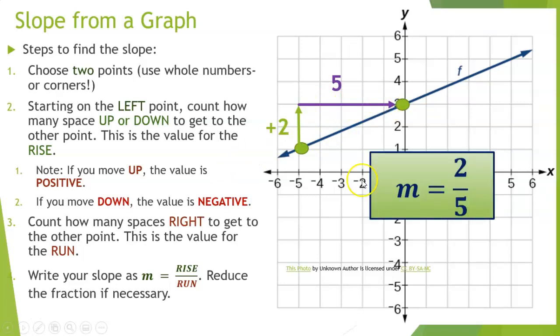My rise was 2, my run was 5, so my slope is 2 over 5. Because the fraction 2 over 5 does not reduce, that is my final answer, and do leave it as a fraction. That will help us later.